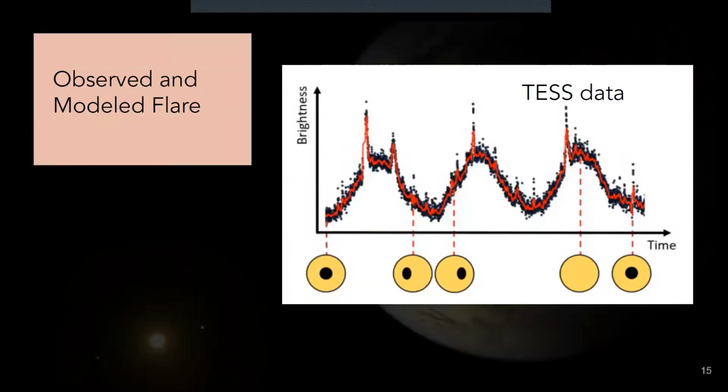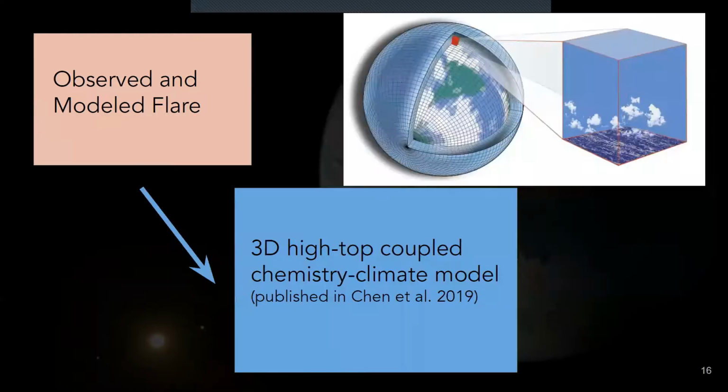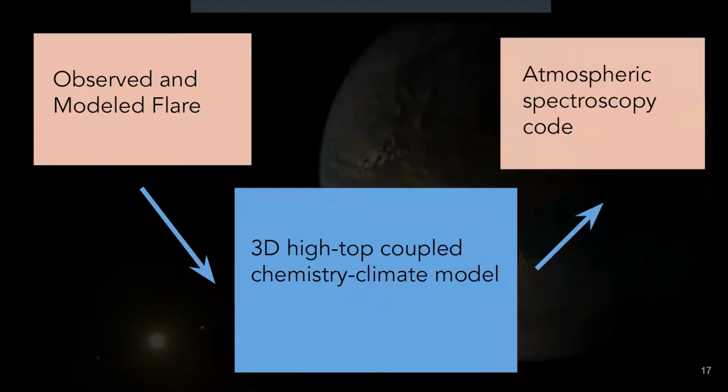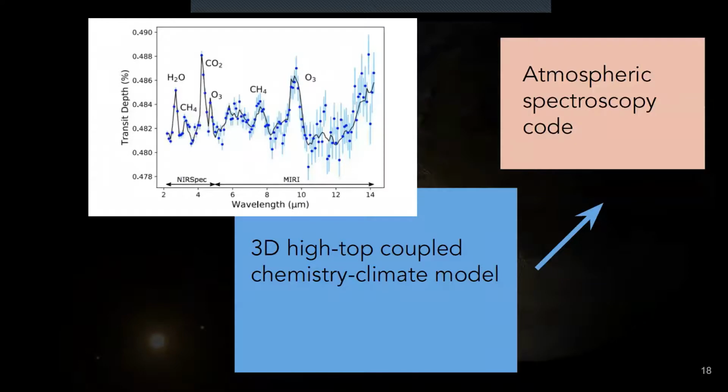In our study, to explore the magnetized planets around sun-like stars versus unmagnetized planets around low-mass stars, we leverage TESS data as well as MUSCLES data and use them as inputs to our 3D chemistry climate model. We then take these simulated results and input them into our radiative transfer atmospheric spectroscopy code developed by the Seager group to assess the effects of flares on the transmission spectrum of various types of planets.